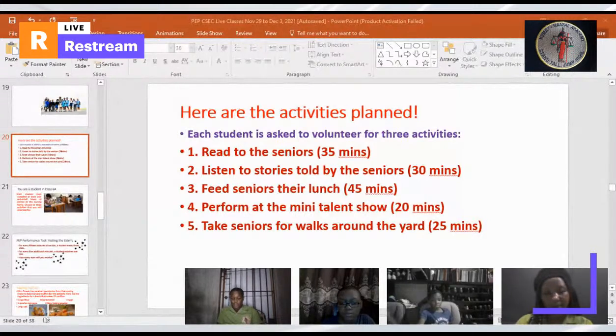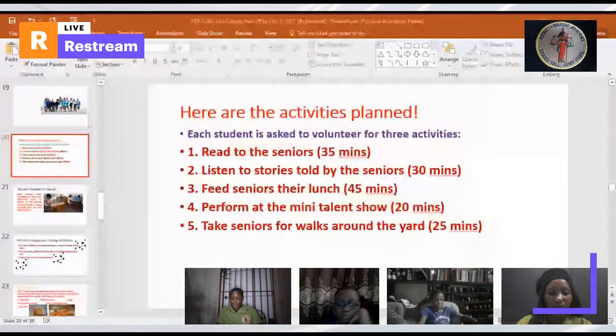Jordan is saying he chose 1, 2, and 3. So that would be 35 minutes plus 30 minutes plus 45 minutes. So he has gone well over the time.